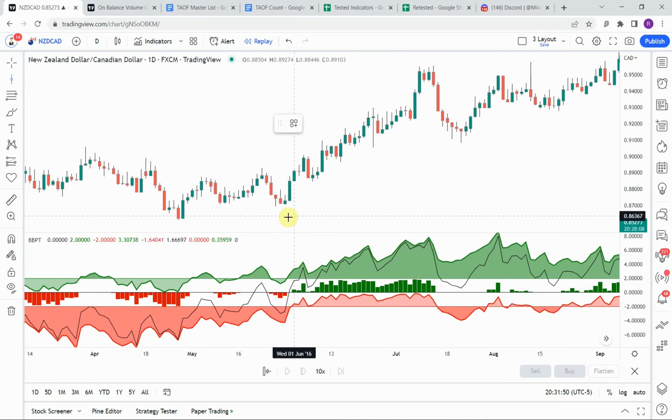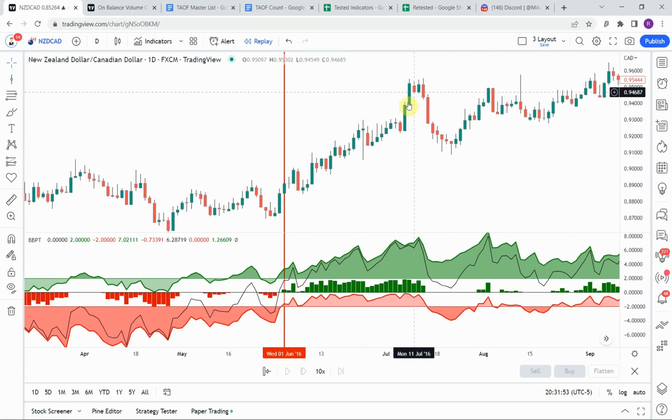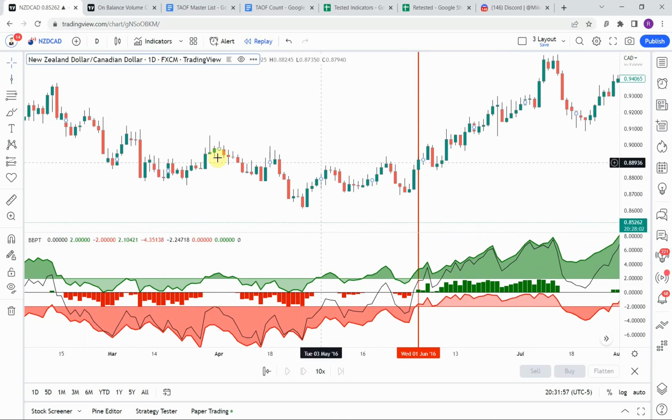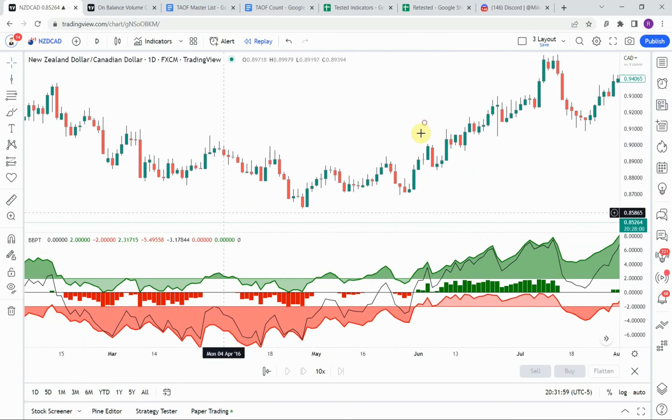And so we would have had an entry right there, and you see that we get a really nice push to the upside there. Now, as you can see, we do get these instances where the red bars or even the green bars here are being displayed, then they will disappear for a moment and then they will come back.